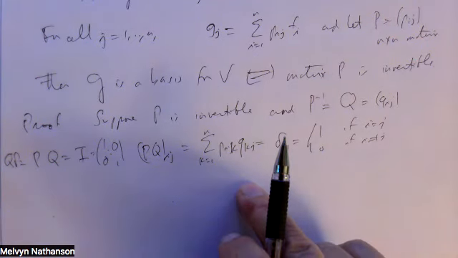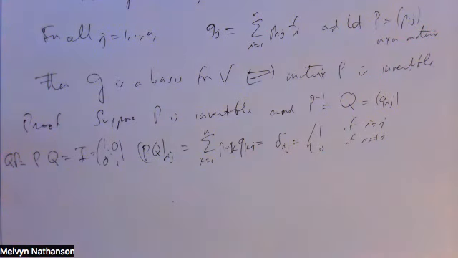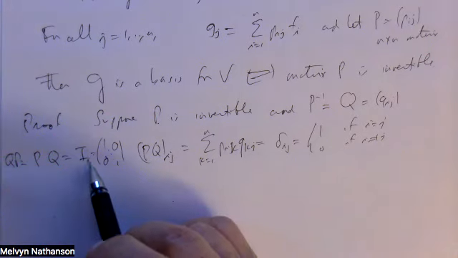So we have this relation. Now, we're assuming P is invertible and Q is the inverse. And so P times Q is the n by n identity matrix.